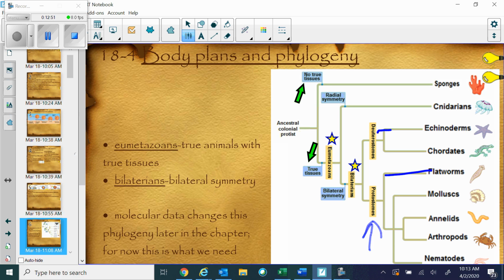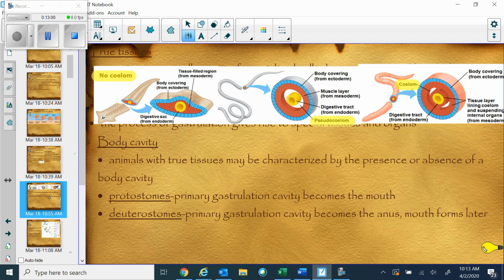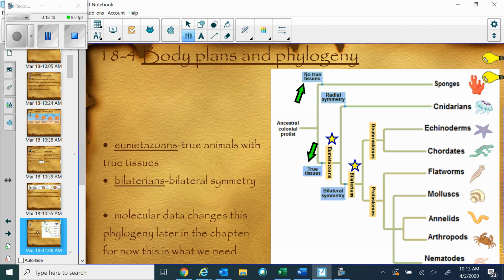Up here, deuterostomes, we're going to define why they're called deuterostomes later, but I just want you to see kind of where we're going with this before we get there, okay? So in protostomes, the primary gastrulation, the mouth forms first, and in deuterostomes, the anus forms first, and the mouth forms later. So it's important to remember as we get into this one here, okay?